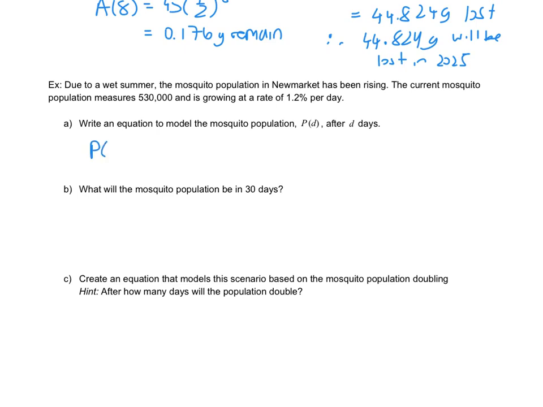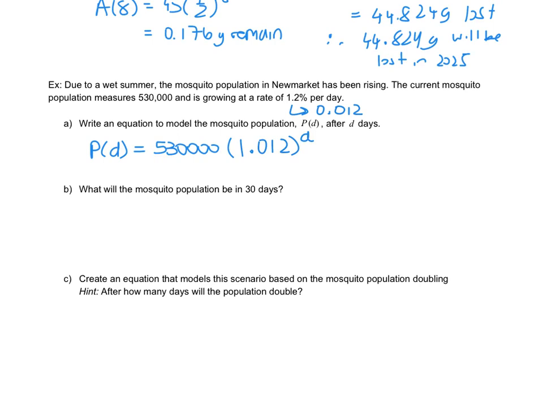So we know our initial population is 530,000. And we are increasing by 1.2% per day. 1.2% is the same as 0.012, so we're adding that on to 1, which means 1.012 to the power of D. And it's per day, so we don't have to worry about dividing D by anything.